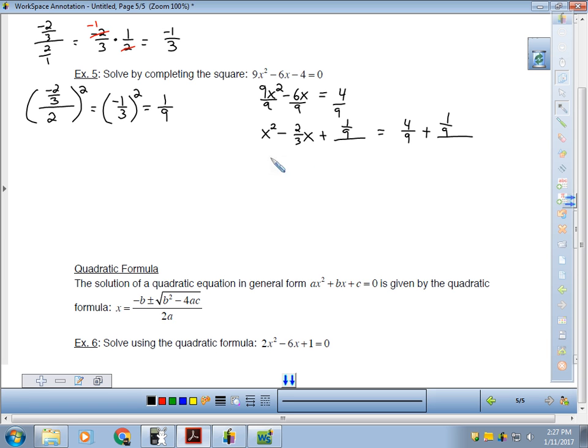Okay. Once we've done that, the left side will now factor, because it's a perfect square trinomial, and I don't know what just happened there. Sorry about that.